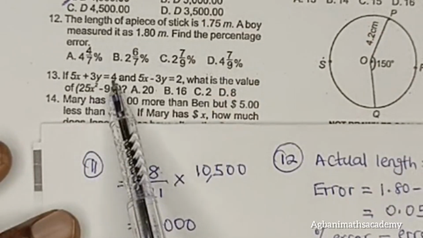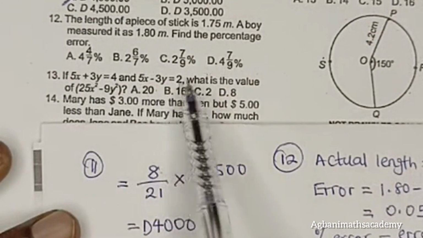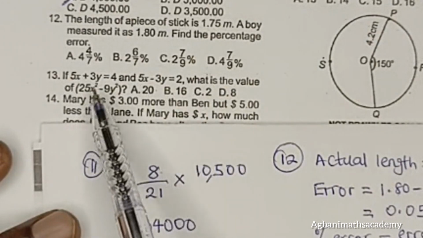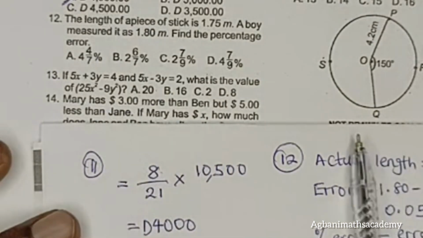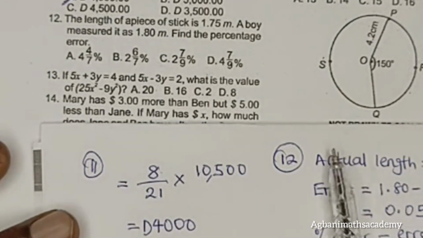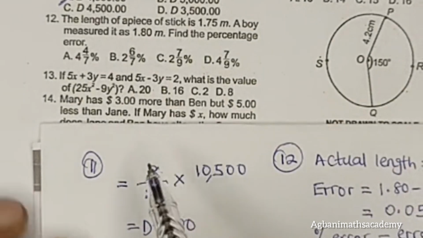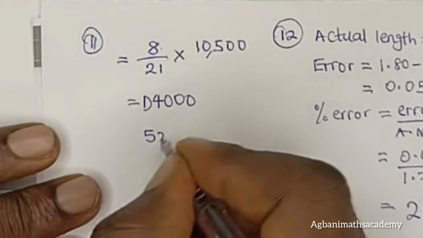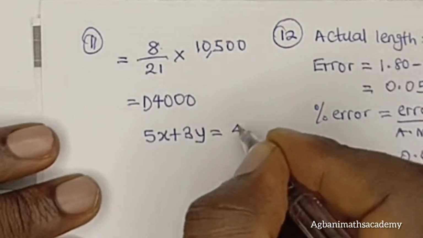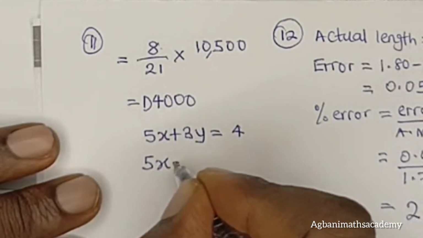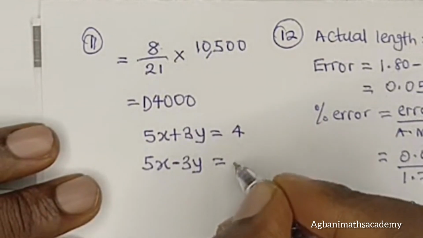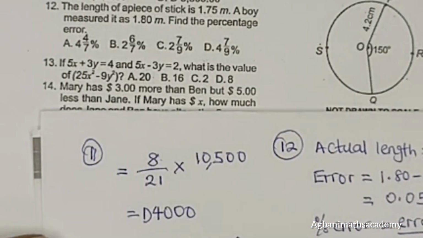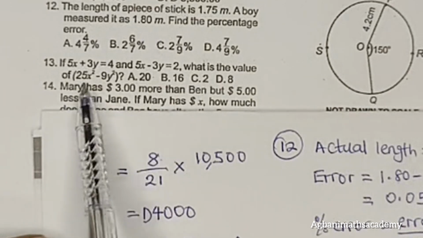So let's go to number 13. If 5x plus 3y is equal to 4 and 5x minus 3y is equal to 2, what is the value of 25x squared minus 9y squared? Okay, so here we can make an observation. Let's write the values first. 5x plus 3y is equal to 4. 5x minus 3y is equal to 2. So if you look at this, you are going to see a situation where we have difference of two squares. How do we know? This is a difference of two squares.